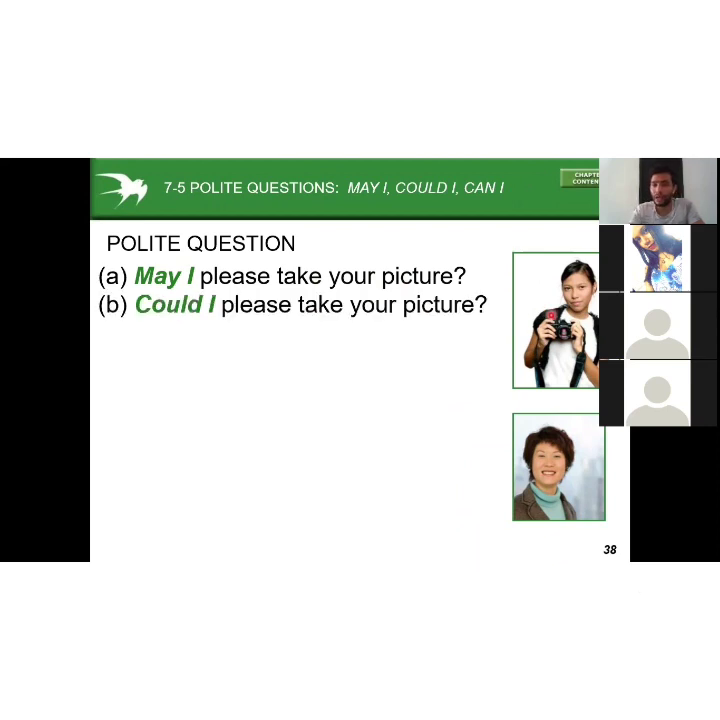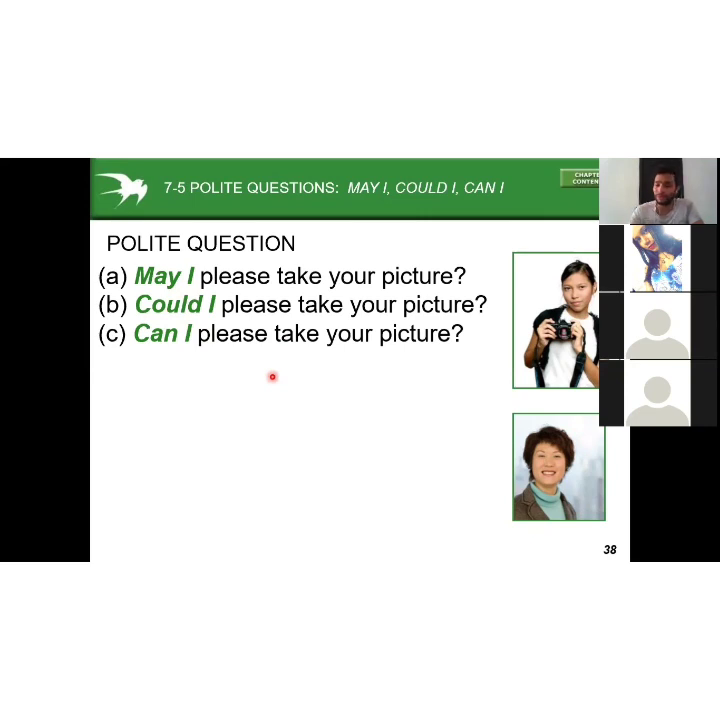She could also say, hey, could I please take your picture? Or can I please take your picture? Now, let me ask you, is there any difference between these three questions right here, or are they the same? What do you think? It's different or the same? And the difference is polite, maybe? Yes, the difference is the formality, right? The politeness, the formality.